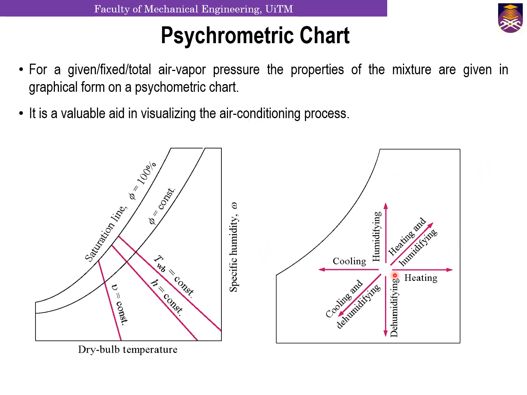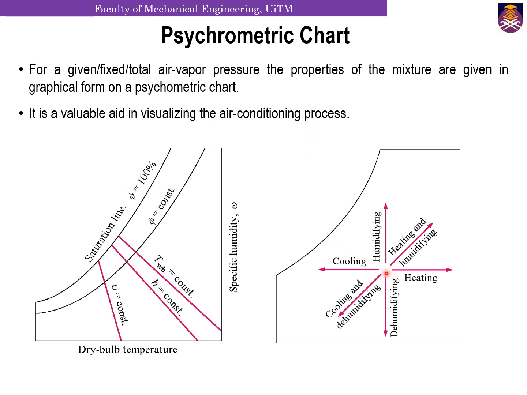So let's say this is your reference point. If you want to move towards cooling, this reference point will then move towards the left as shown here. If you have a reference point here again, and you want to do heating in terms of air conditioning processes, then this point will move towards the right as shown here. For humidifying, it will move up. For dehumidifying, it will move down. So it becomes a very valuable aid in visualizing the air conditioning processes.